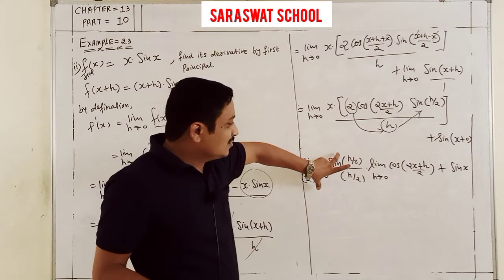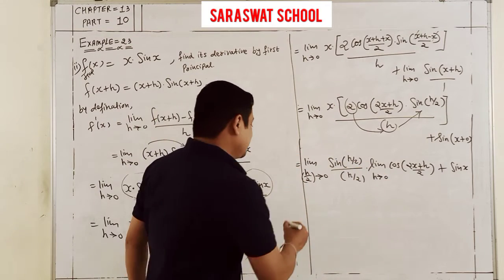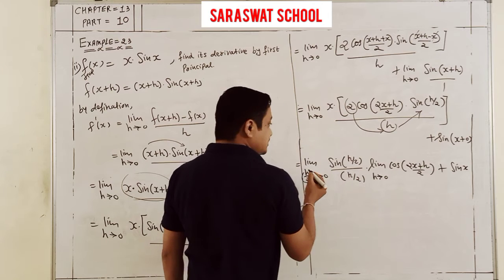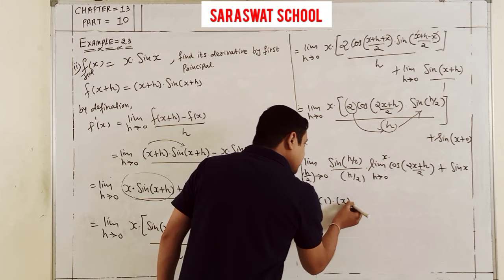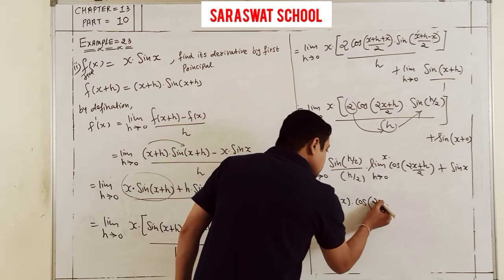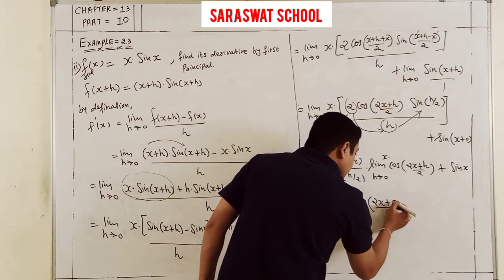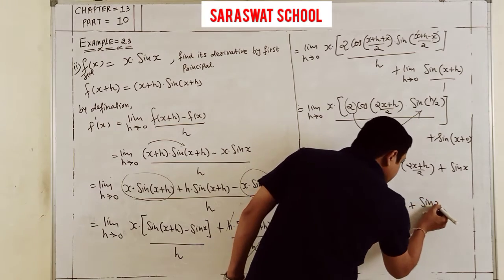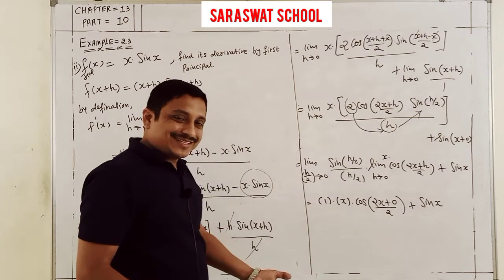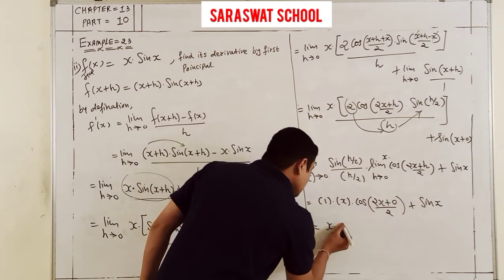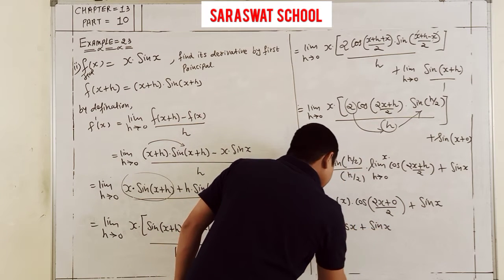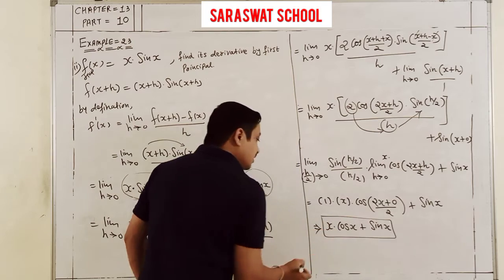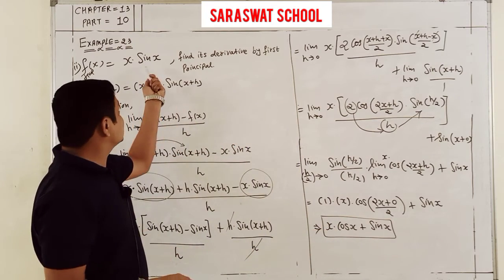Now easily apply the rule. So it is 1, x is pending, students. So here x into 1, x, here cos (2x plus 0) by 2, and plus sin x as it is. Now the 2 cancels, your answer is x into cos x plus sin x. That's the final answer, and the last answer for x sin x.